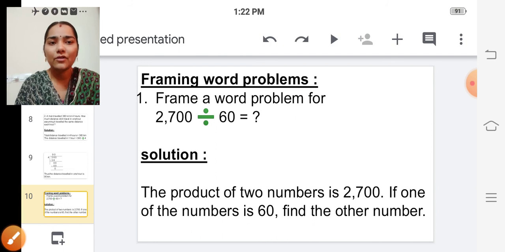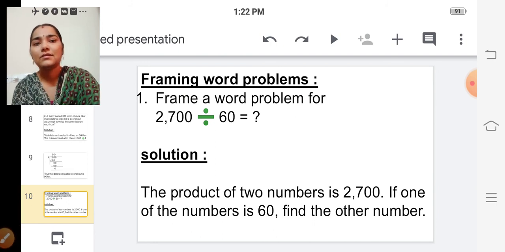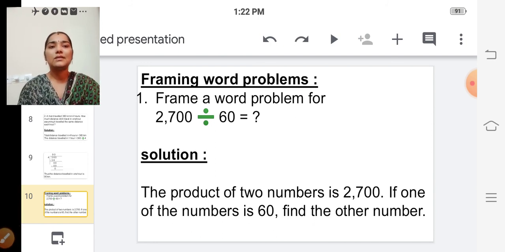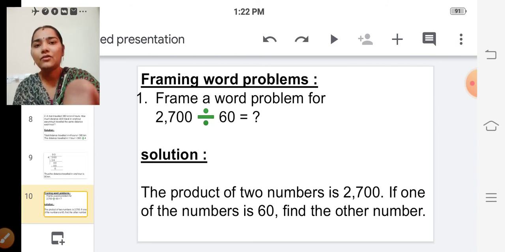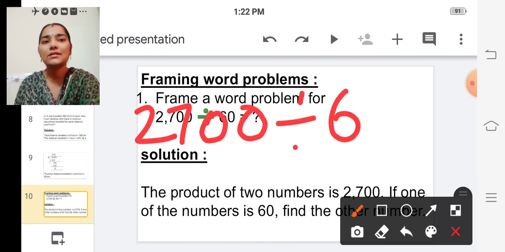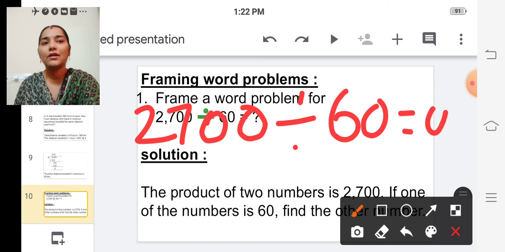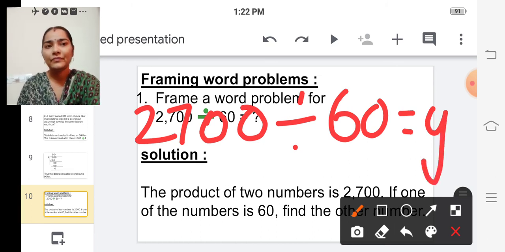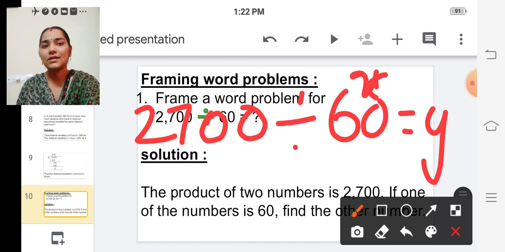The product of two numbers is 2700. If one of the numbers is 60, find the other number. So to find the other number, we have to divide 2700 by 60. Then only we can find out the other number, that is y. x is 60, isn't it? Is it clear, children? Yes, so we are going to find out this y.